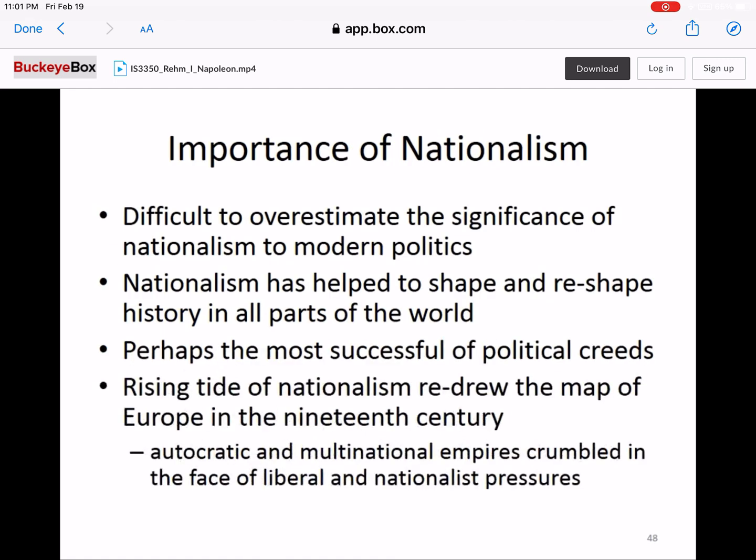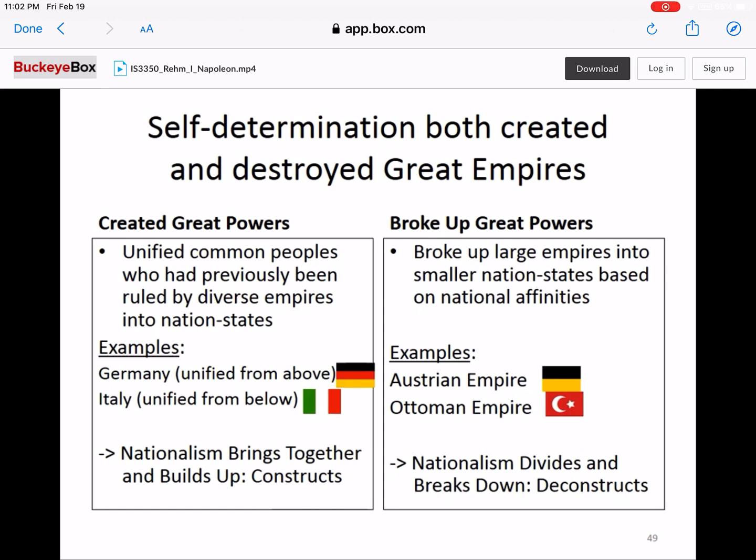It is hard to underestimate the importance of nationalism for development in Western Europe, especially in the 19th and early 20th century. It reshapes the map fundamentally. It leads to wars, and it will make new states and nations appear, and others will disappear. In particular, the idea of self-determination and nationalism creates great powers, and the examples there are Germany, which is unified from above, and Italy, which is unified from below in the 19th century.